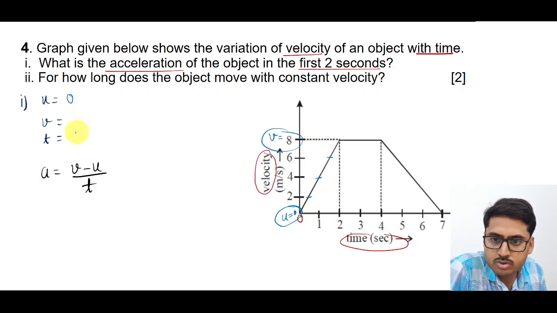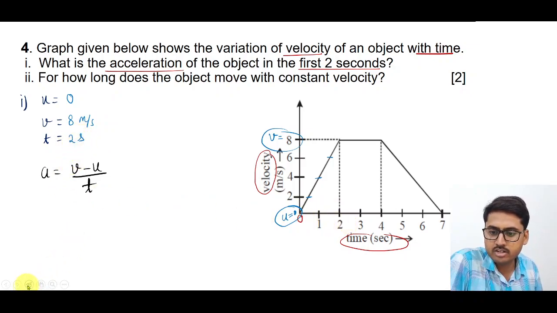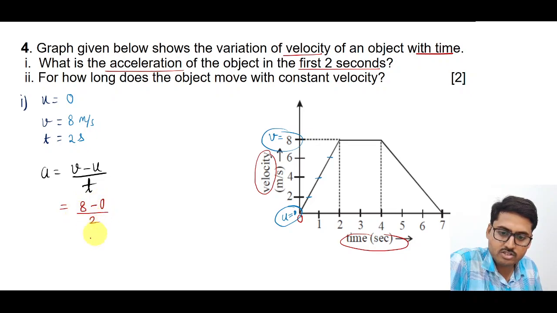So u is 0, v is 8 meter per second, and time it takes is 2 seconds. So I can mention over here 2 seconds, and then we can directly put that in the formula over here. So v is 8, u is 0, and time it takes is 2. Very easy it is, but take care of the units. This is meter per second and this is 2 seconds.